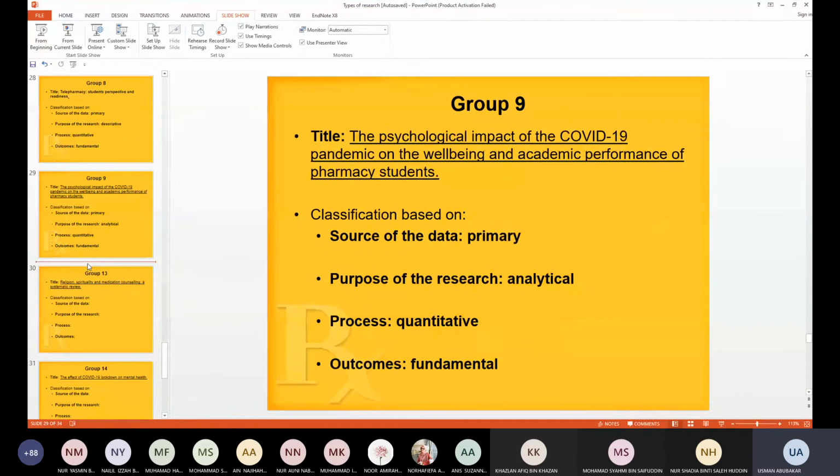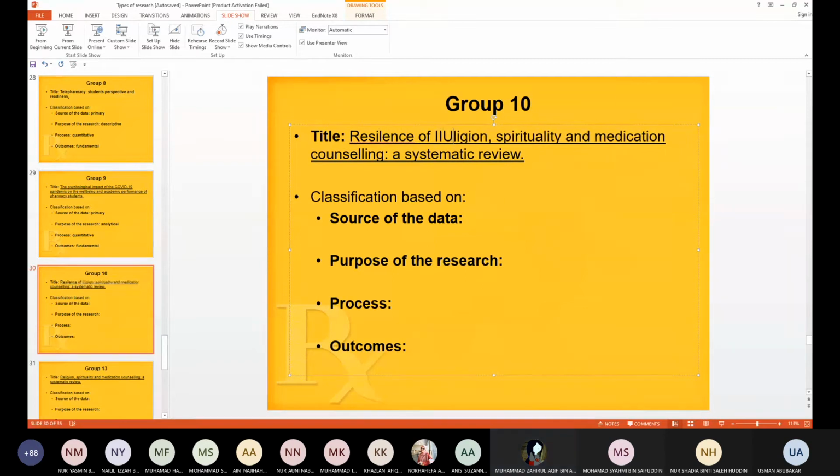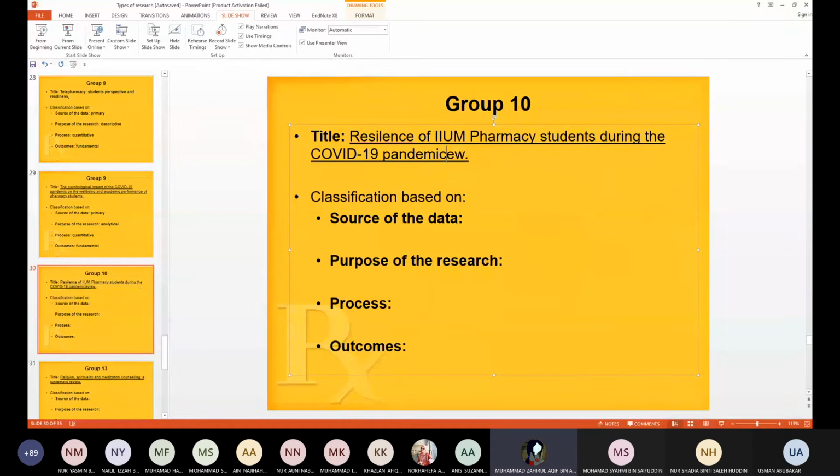So the topic that we have come up with is the resilience of IIUM undergraduate pharmacy students during the COVID-19 pandemic, assessing the ability to bounce back.